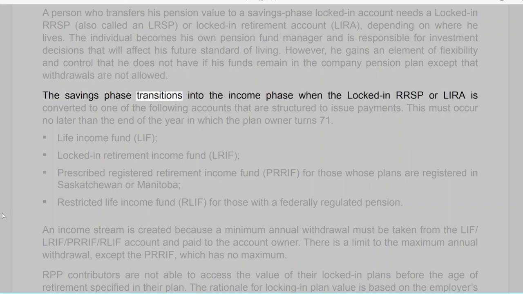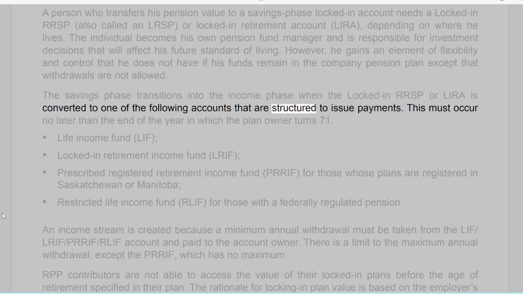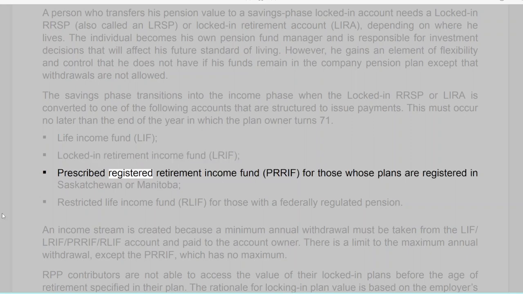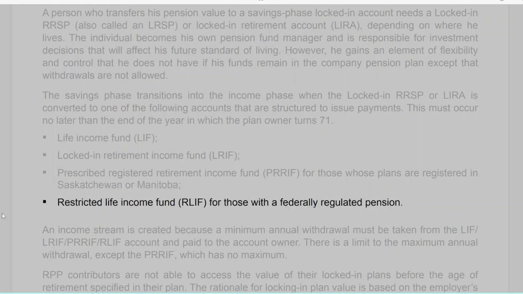The savings phase transitions into the income phase when the locked-in RRSP or LIRA is converted to one of the following accounts that are structured to issue payments. This must occur no later than the end of the year in which the plan owner turns 71. Life Income Fund, LIF. Locked-in Retirement Income Fund, LRIF. Prescribed Registered Retirement Income Fund, PRRIF, for those whose plans are registered in Saskatchewan or Manitoba. Restricted Life Income Fund, RLIF, for those with a federally regulated pension.